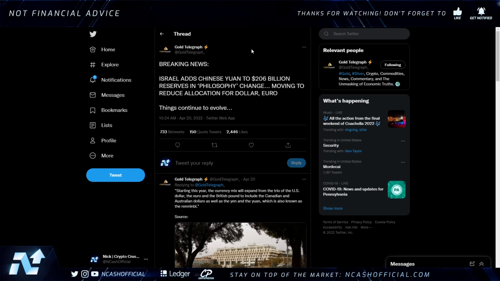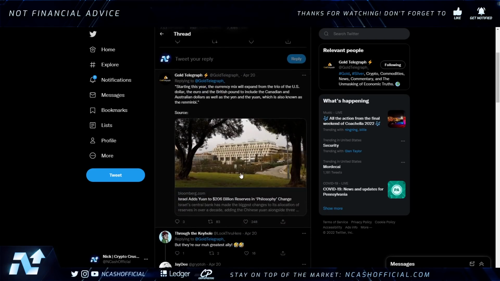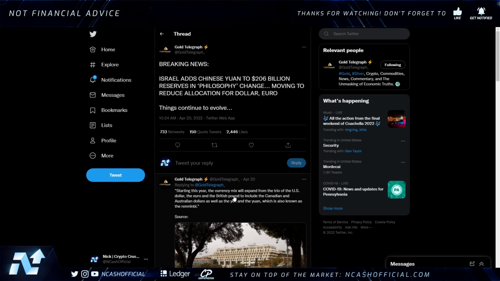We are seeing many areas around the world move away from the dollar and actually move into the Chinese yuan. We actually do see Israel adds Chinese yuan to its $206 billion reserves in a philosophy change, moving to reduce allocation for the dollar and also the euro. Things continue to evolve. This is actually coming from Bloomberg. Now, when we look at this and address things happening right now in terms of US dollar growth and dominance, this is most likely going to lead to more downturn within those areas.